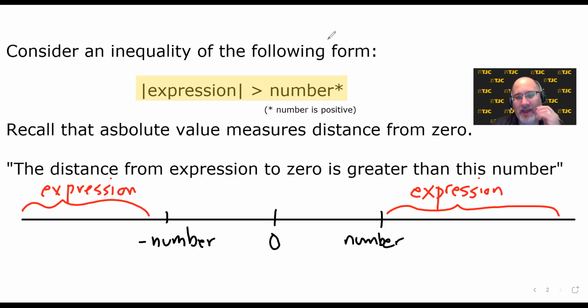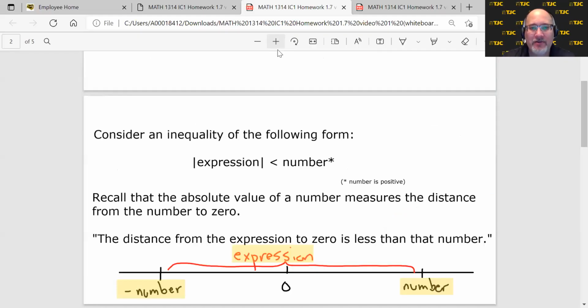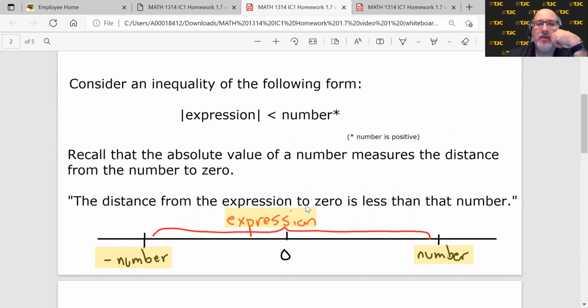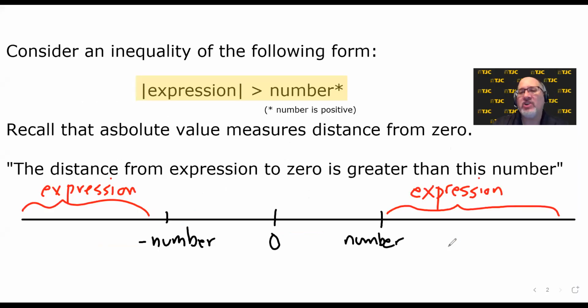Now, compare that to what we saw for less than, and I have that PDF open here. When we had that for less than, the expression was trapped between the number and its negative. But when it's greater than, then we have to go beyond those numbers, and therefore our expression can actually live in two locations. It can live to the right of the positive number or to the left of the negative number.